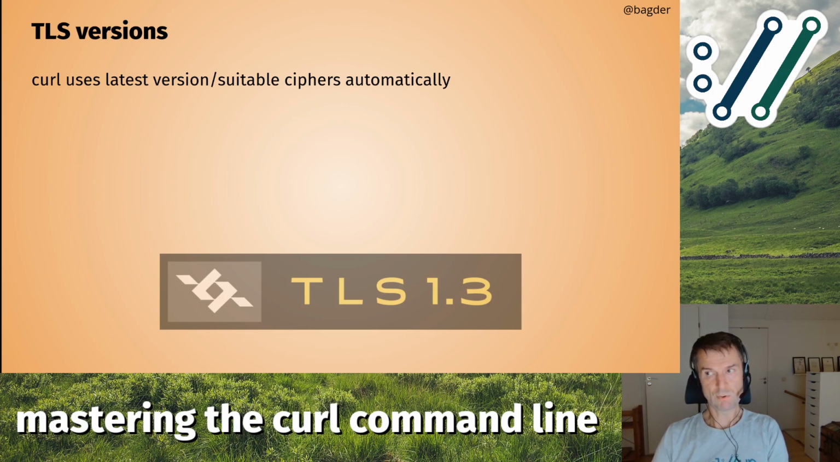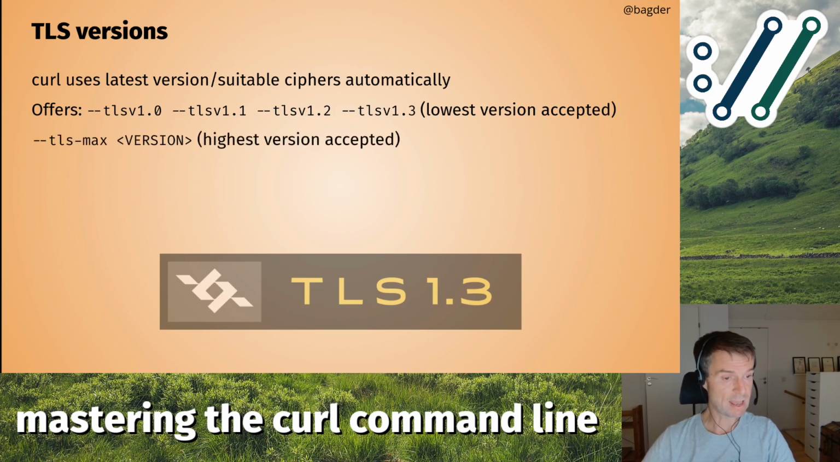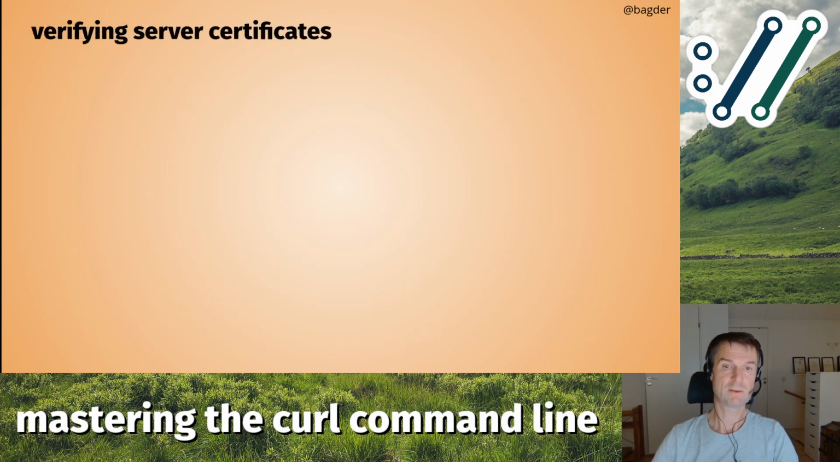So we have gone over a range of different versions over the years. But you should know that cURL always tries to get the latest and most suitable version and ciphers negotiated automatically. So typically you don't need to care about that, but you can. If for some reason you want to fiddle with that, you can ask for a lowest possible accepted version and a highest possible accepted version of TLS. Usually you don't want to care. We also have the SSL v2, SSL v3 options. They typically never work these days because the TLS libraries have disabled them, so don't bother.